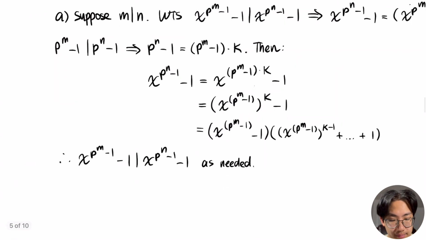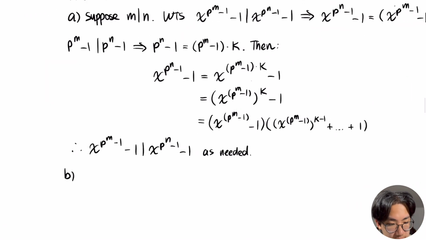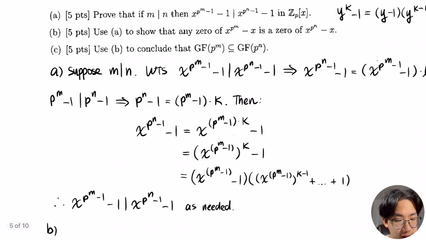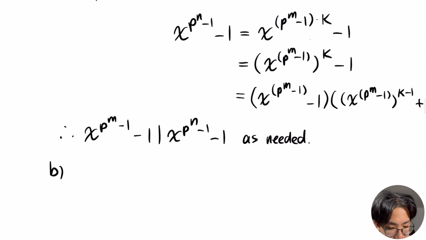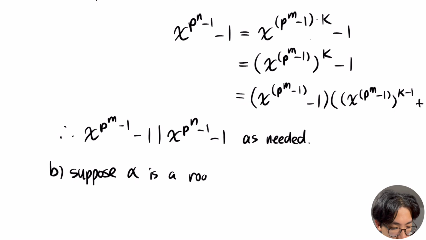Now let's take a look at part B. In part B, we want to use part A to show that any 0 of x to the p to the m minus x is a 0 of x to the p to the n minus x. Of course, this is equivalent to saying that if some element is a 0 of this term, it's also a 0 of this term. It's like an if-then statement. So first we can suppose that we have some root or some 0 of this term over here. So let's suppose that alpha is a root of x to the p to the m minus x.